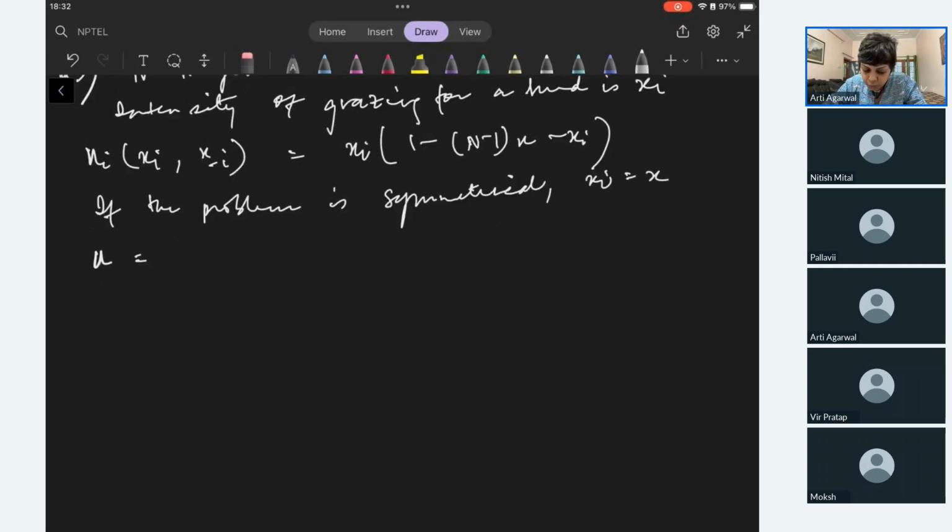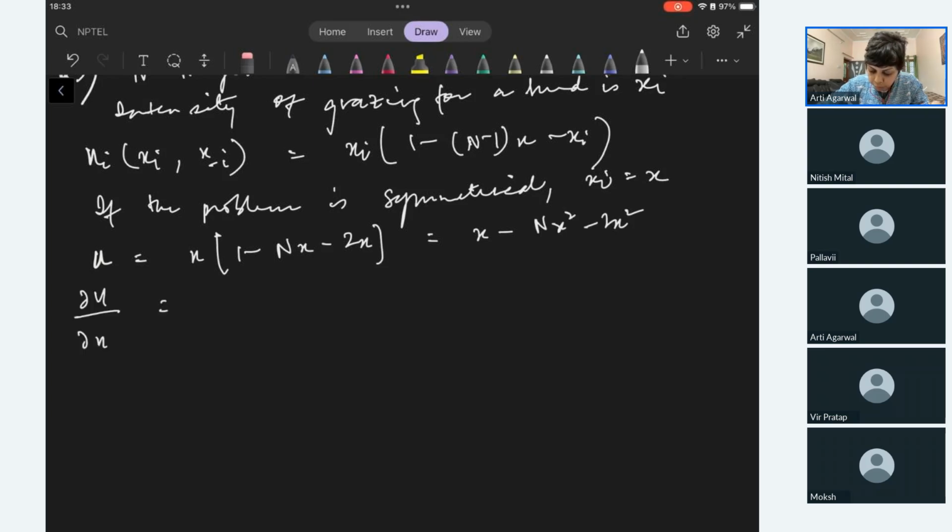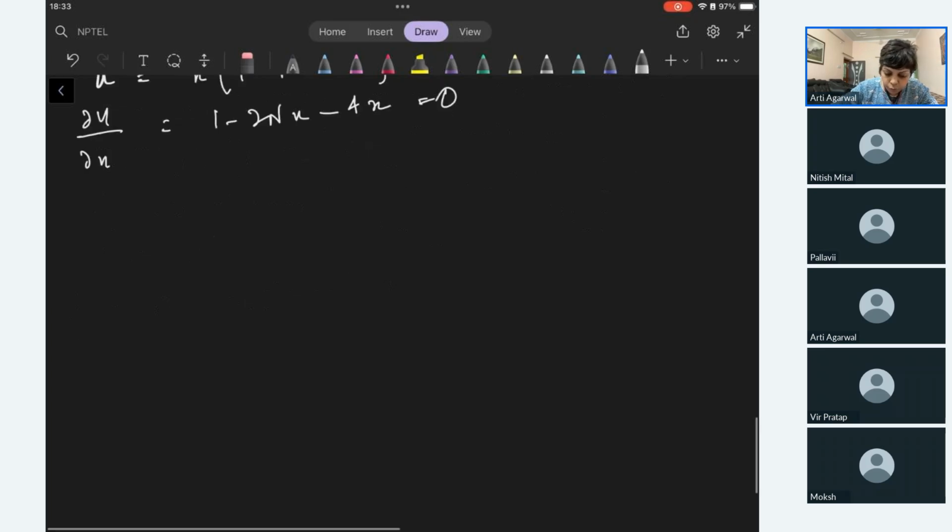So what did we do? 1 minus n minus 1 x minus x. That is correct. So this becomes, let's just simplify here, 1 minus nx minus x. We want to simplify it further: n x squared minus 2 x, del u by del x, minus 2 n x minus. I think this will also be the same kind of answer. What you get is 1 is equal to 2.